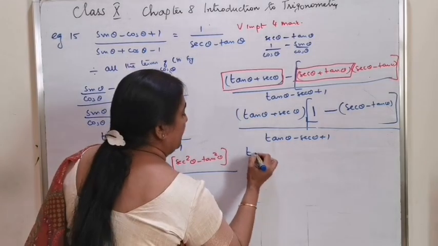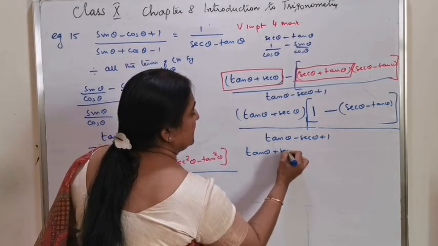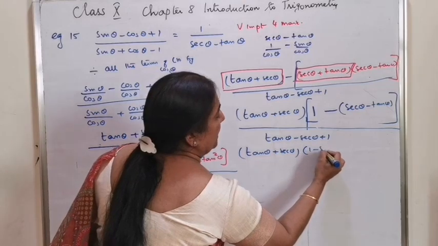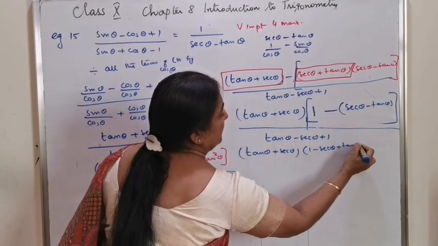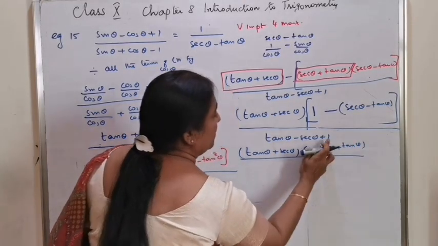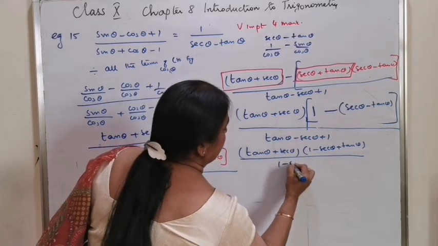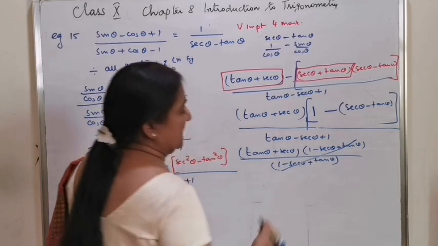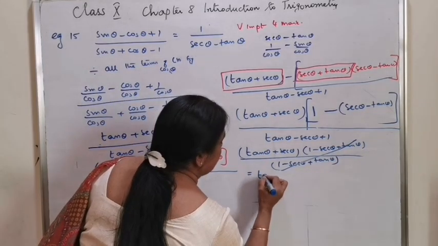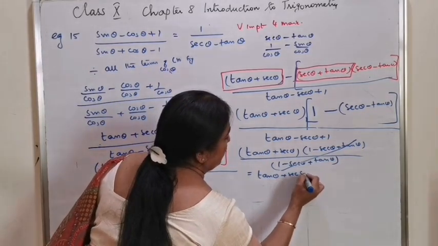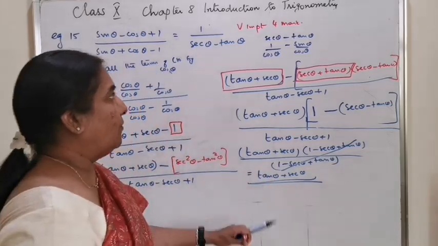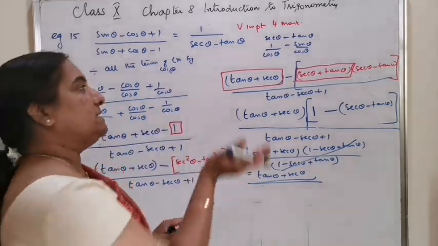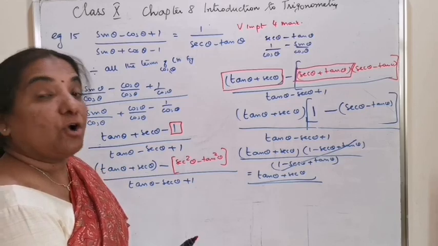And now tan theta plus sec theta into 1 minus sec theta plus tan theta divided by 1 minus sec theta plus tan theta. It is the same term. You get cancelled and you are getting the answer as tan theta plus sec theta. Read it as such. Now, here the right side is different. Just multiply and divide by the conjugate.